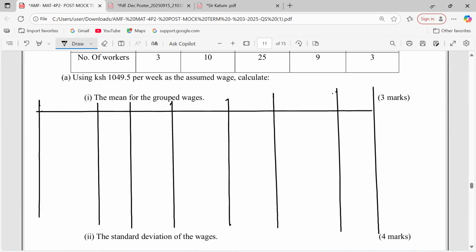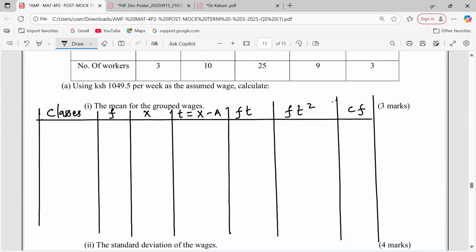So let me begin with the classes here. The frequency at this point, the midpoint of a class, then T, which is the difference between a midpoint and the assumed mean, every midpoint and assumed mean that way. Then we can get FT. After that, for standard deviation, FT squared. And finally, we'll be getting CF for the quartile deviation. So let's begin with listing all the classes. 800 to 899.